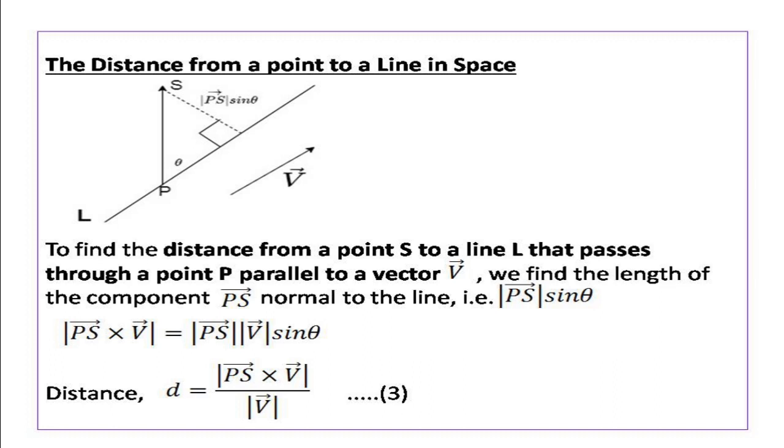So, magnitude of vector PS cross vector V equal to magnitude of vector PS into magnitude of vector V sine theta. So, magnitude of vector PS sine theta equal to magnitude of vector PS cross vector V divided by magnitude of vector V. Thus, the distance D will be equal to magnitude of vector PS cross vector V divided by magnitude of vector V. In this case, vector V must be a non-zero vector.